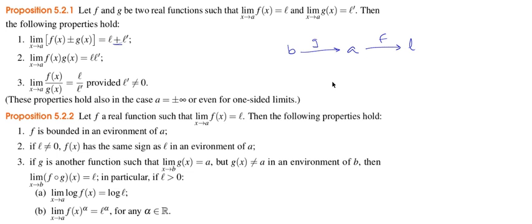So the idea is that when you're here, close to b, I don't know how to plot this, and this is an environment of b, g is going to take this to an environment of a.